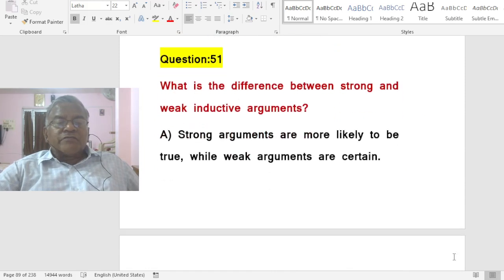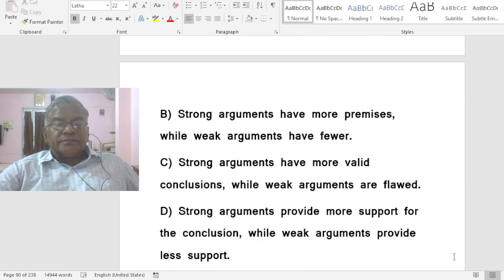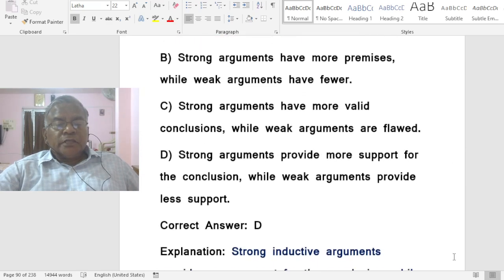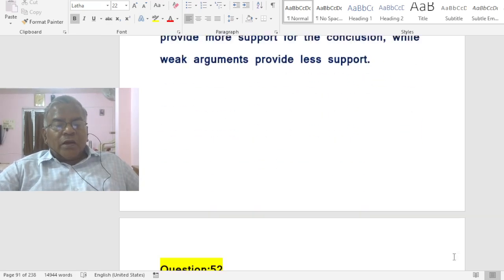Now, what is the difference between strong and weak inductive arguments? Strong inductive arguments provide more support for the conclusions, whereas weak arguments provide less support. Very simple it is, of course.